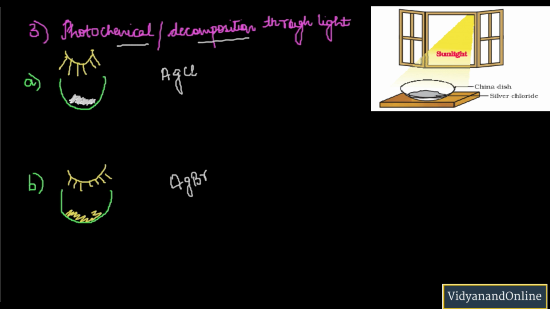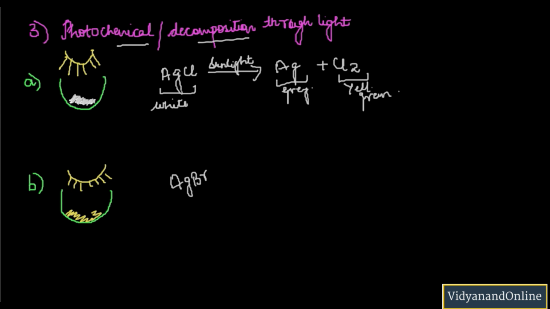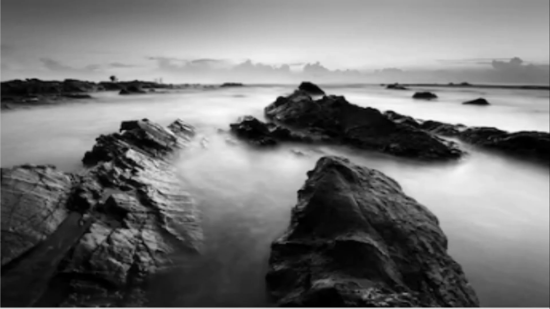What happens is, silver chloride on getting exposed to sunlight gets decomposed into silver, and chlorine gas is liberated. Silver chloride is basically white in color and the silver is grayish white in color, along with chlorine, which is yellowish green in color. Again this is a decomposition reaction because a single reactant is decomposing into two products, and this reaction is used in black and white photography.